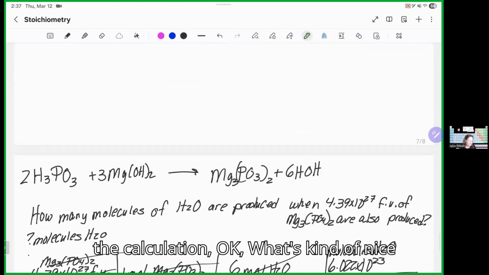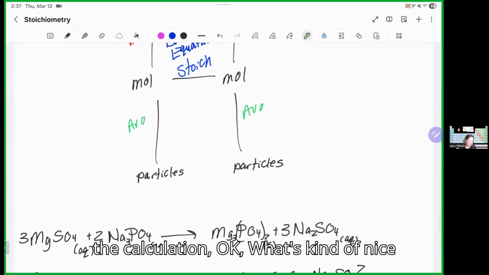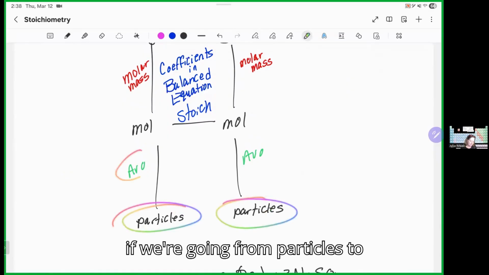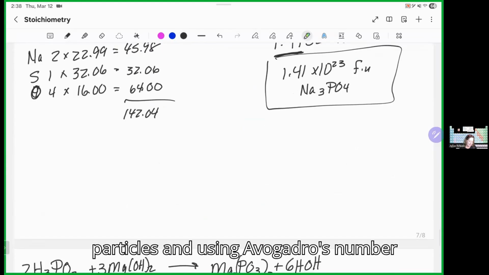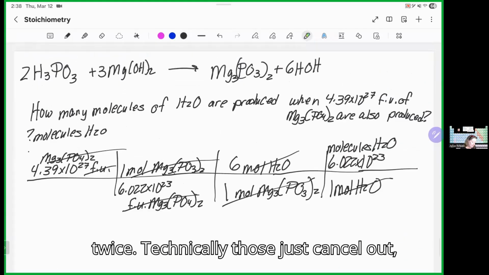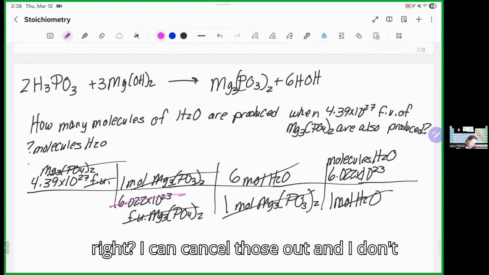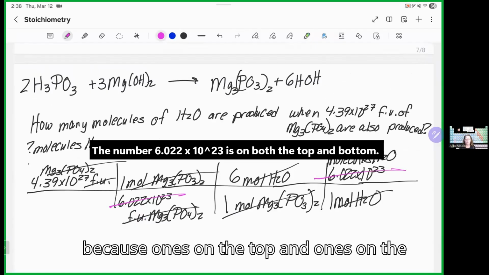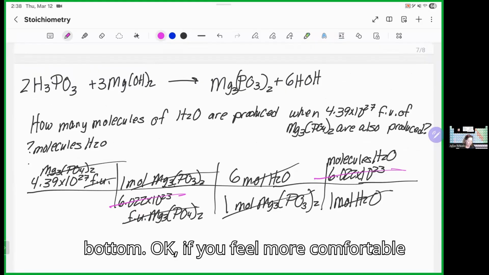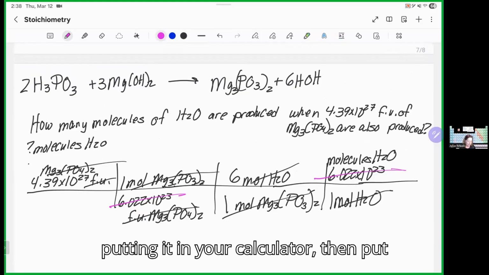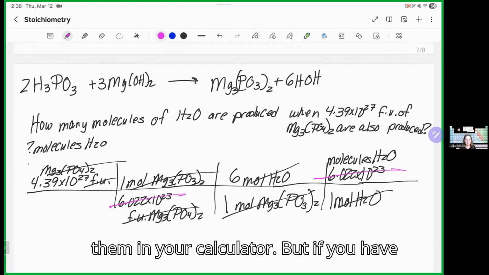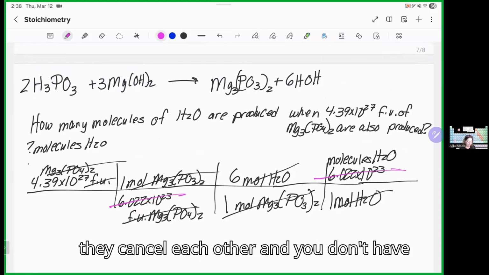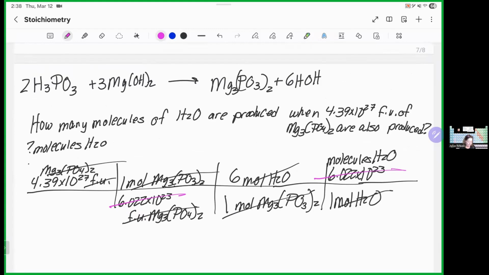Okay. What's kind of nice in this, if you catch it, is if we're going from particles to particles and using Avogadro's number twice, technically, those just cancel out, right? I can cancel those out and I don't even need to put those in my calculator because one's on the top and one's on the bottom. If you feel more comfortable putting it in your calculator, then put them in your calculator. But if you have one on the top and one on the bottom, they cancel each other and you don't have to bother putting it in your calculator.